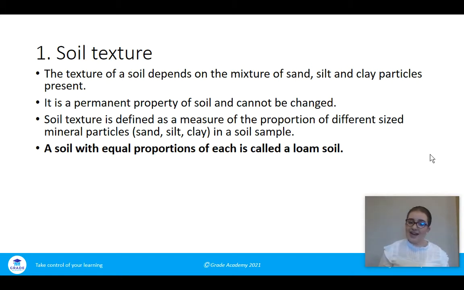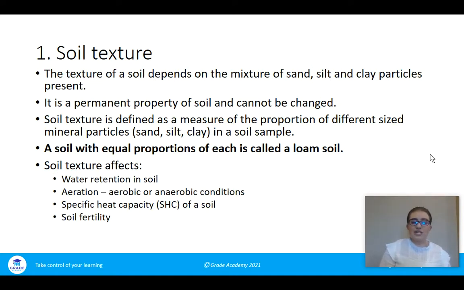And brown earth soil would be an example of a loam soil, because if we look at the particles that are present in it, there are different size particles and they're in equal amounts to one another. So soil texture affects different components in relation to growth. So it affects the water retention.